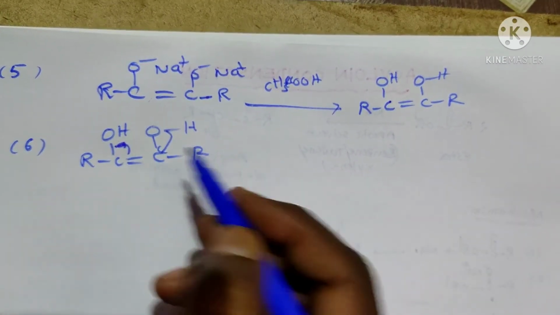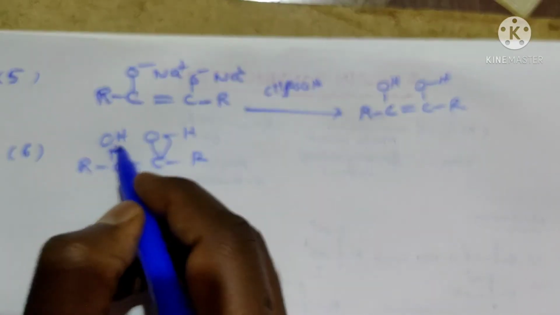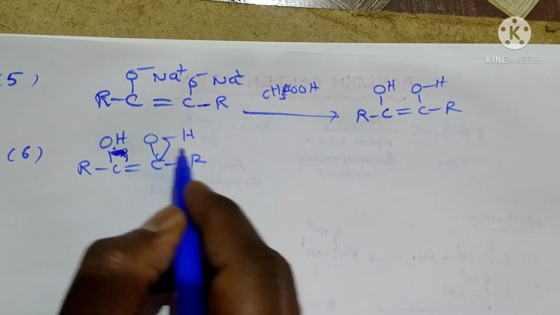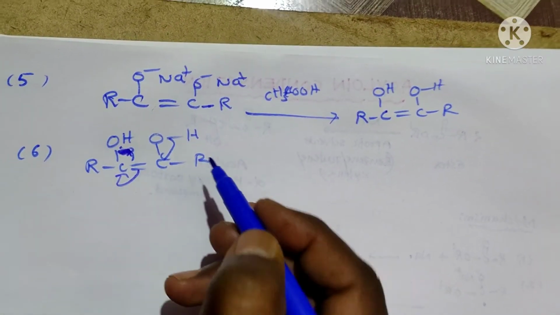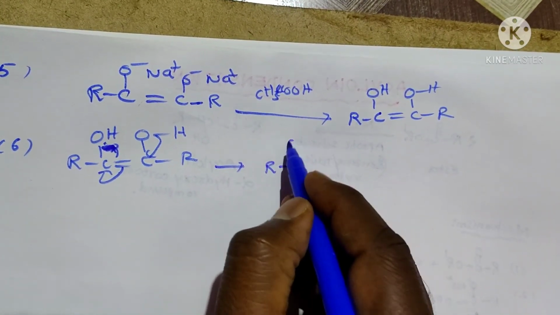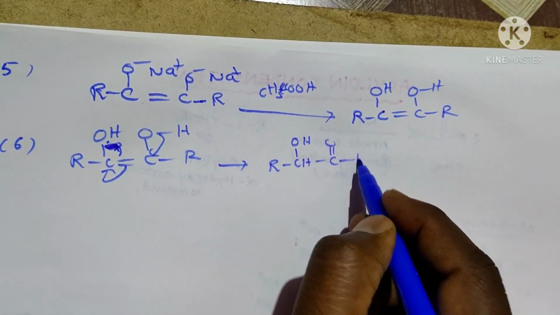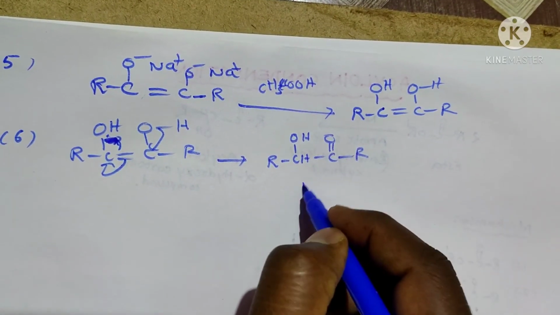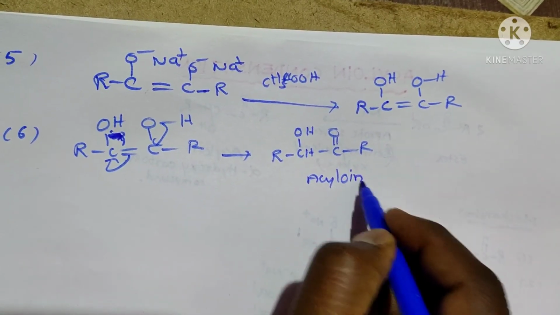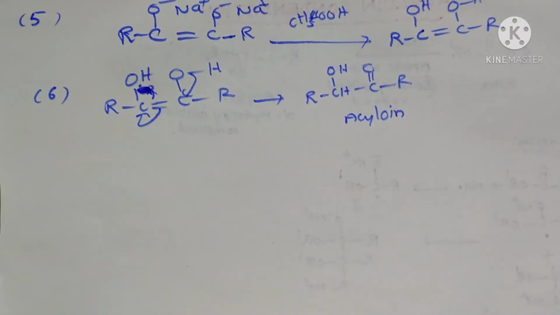Now this electron pair shifts here. As a result, we get the acyloin. So like this we get the acyloins.